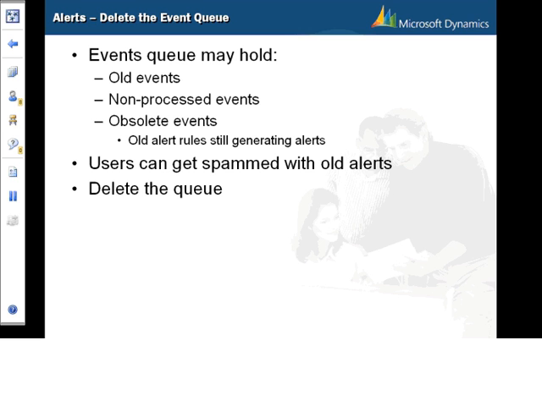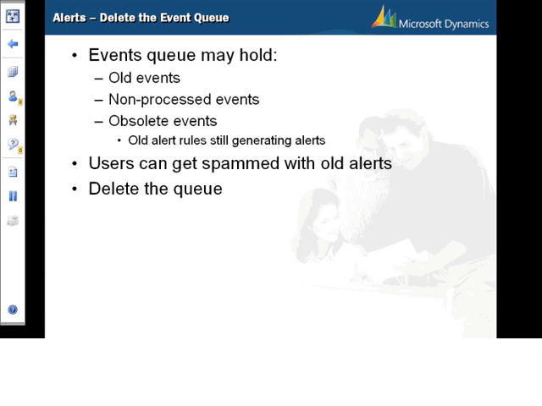So let's have a look at the event queues, what they are, and how we can remove them. When you enable a batch that processes change-based events for a company, examine the event queue and decide whether all the events in the queue should be sent out as alerts. If the old, non-processed and obsolete events are not deleted, the batch generates alerts and potentially spams the users. Users might have set up alert rules long before the batch process is started, and the events that have been generated might create many obsolete events.